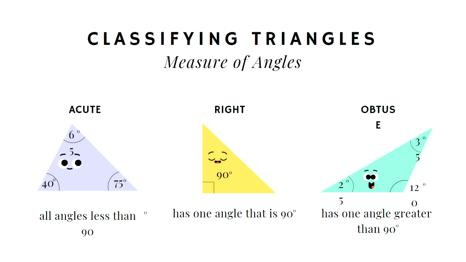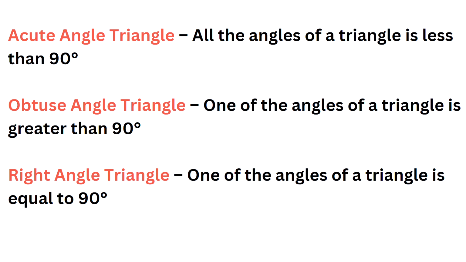Now we will see the definitions of the triangles based on their angle. First one is acute angle triangle. All the angles of a triangle are less than 90 degree. So acute means when the measure lies between 0 to 90 degree, it will be an acute angle. So as it is, all the angles of a triangle are less than 90 degree.